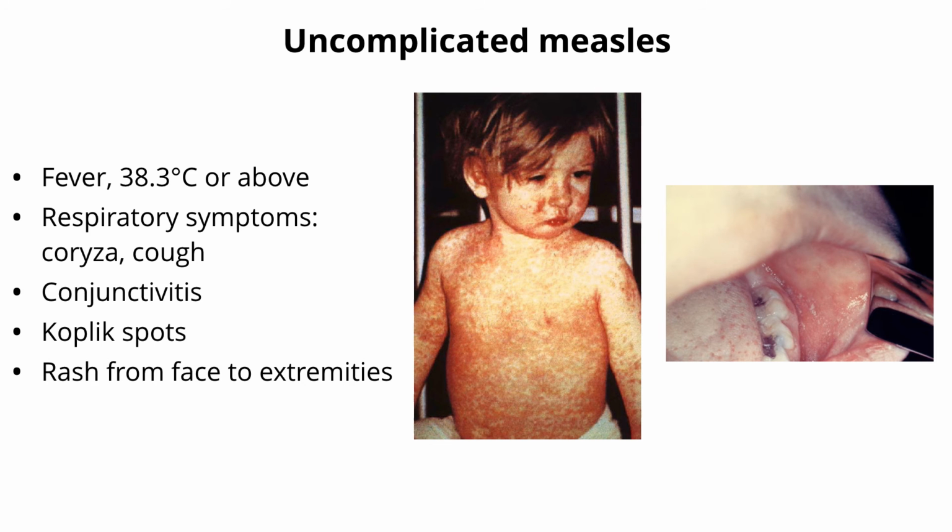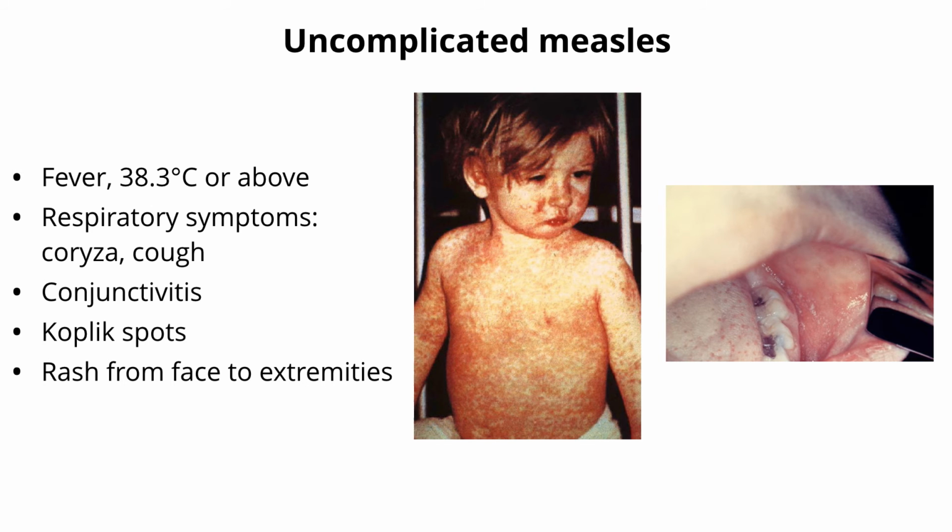So the cardinal sign of measles infection, of course, is the rash, which is shown on this child here at the right. You have a high fever, respiratory symptoms, runny nose and cough, conjunctivitis. The rash is all over the body.